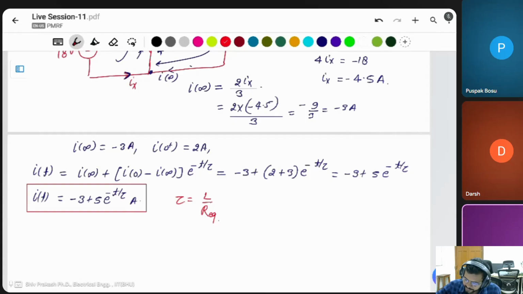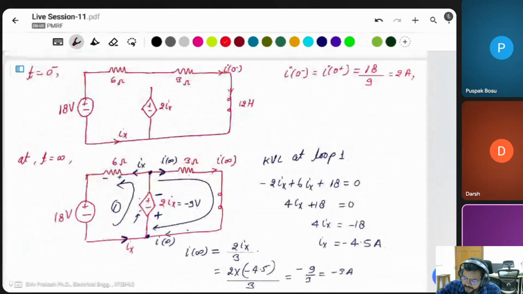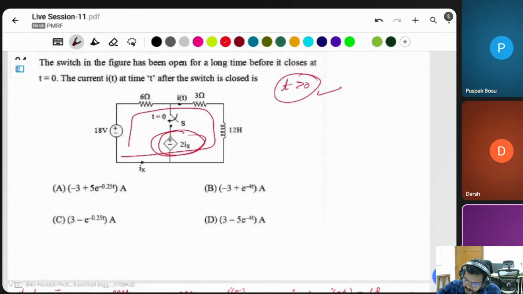How can you find it? There is a dependent source here. If a dependent source is present, in that case you have to find R equivalent, which means the same thing as the Thevenin equivalent resistance. For the Thevenin equivalent with a dependent source, you can simply apply the VI method.